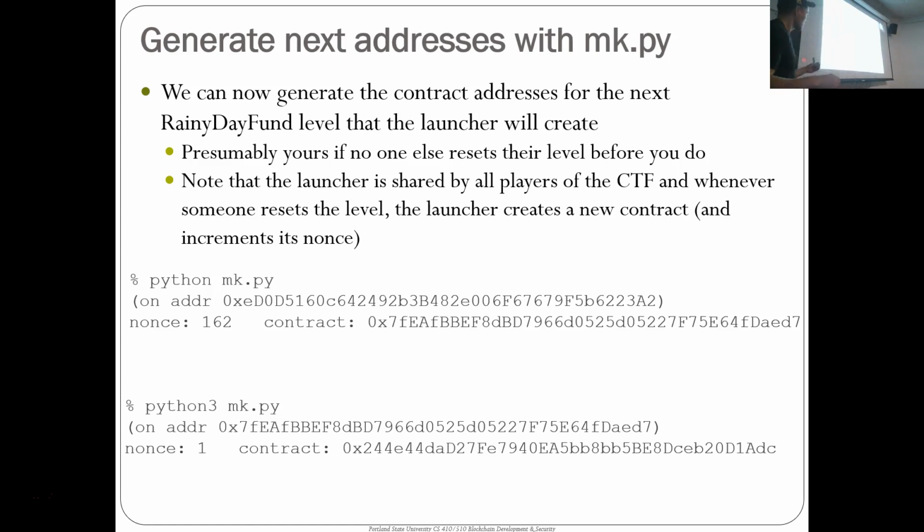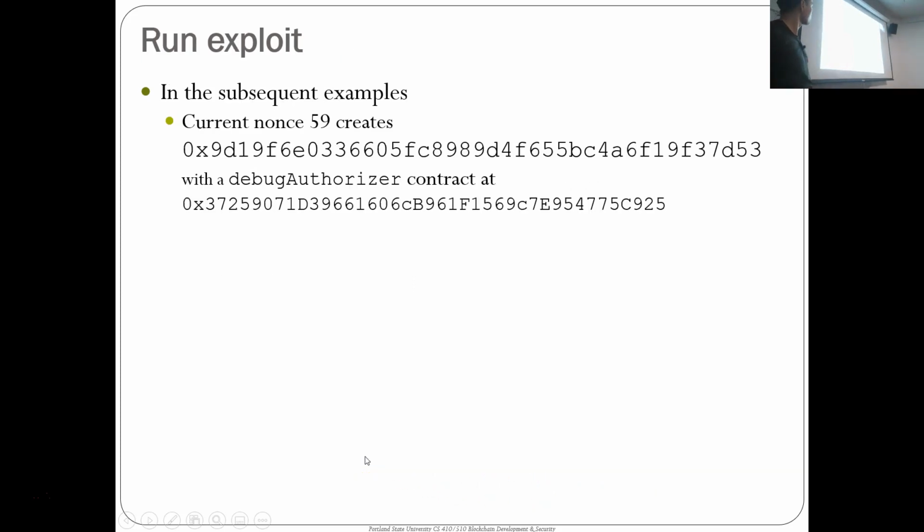So then, to actually solve the level, you are going to do mk.py on nonce 162, because that's the next one that gets created. You get that this is the predicted rainy day level fund, and then from there, you figure out what the nonce of 1 is going to generate as an address, and then this is the debug authorizer address that you would then send 1.337 to.